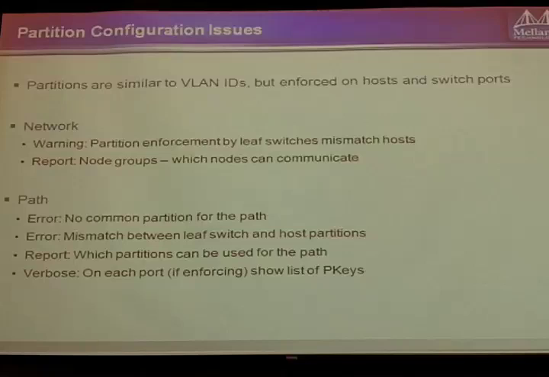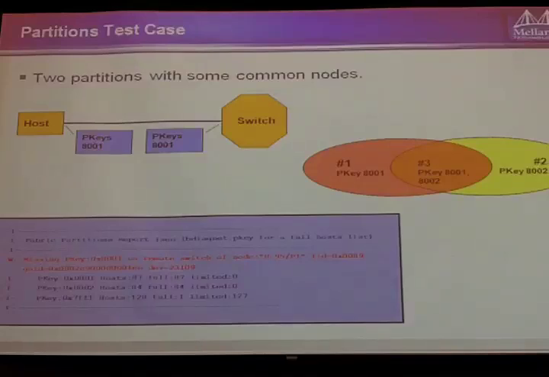Partitions, we talked about partitions a little bit. They're similar to VLAN IDs, but they're enforced on the switches and the host ports, unlike VLANs, which are typically done on the switches. So for partition enforcement by leaf, you could have a leaf switch mismatch or a leaf host mismatch for partitions because you set something up wrong. That's typically the error I've seen. All these partitions are configured through a partitions.conf file, and then the subnet manager sets them up. But you could have a problem, and then you won't be able to communicate on that partition, and you won't know why.